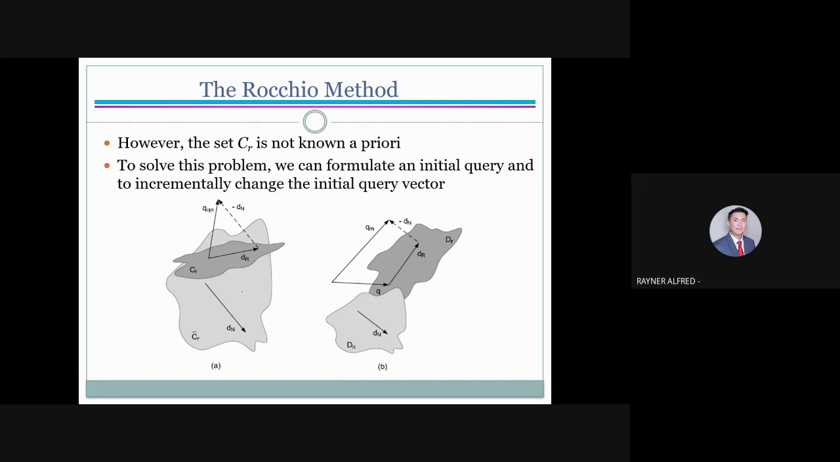So assuming that this is your non-relevant document, and this is your relevant document. The vector for this is based on this illustration. The vector for the non-relevant document is this way. The vector for the relevant document is this way.